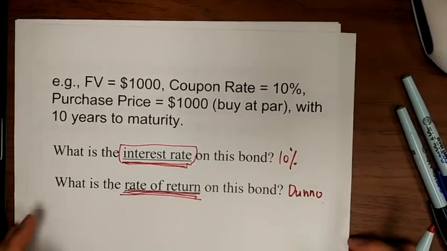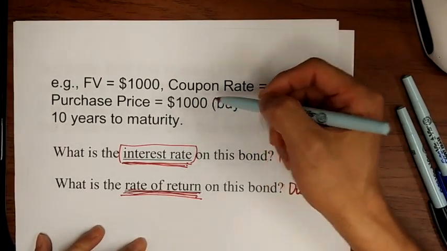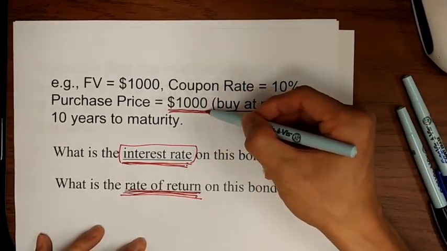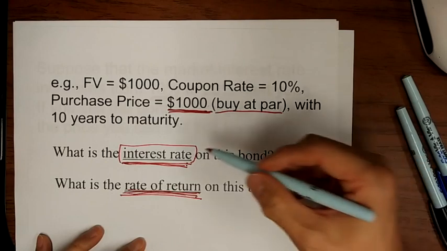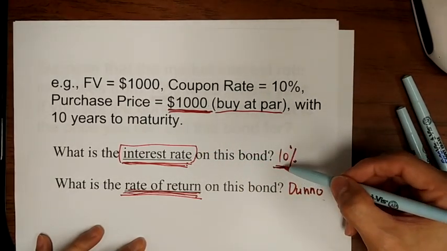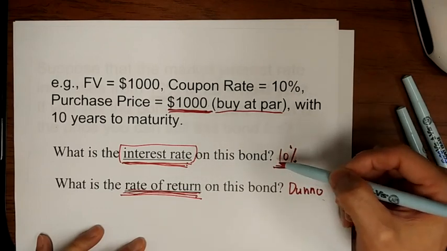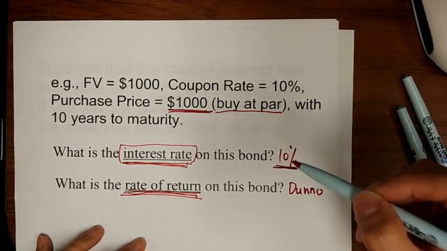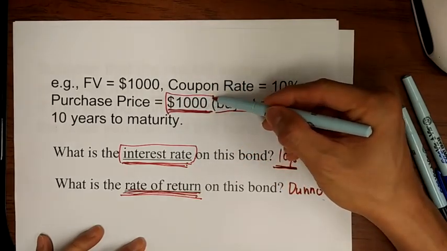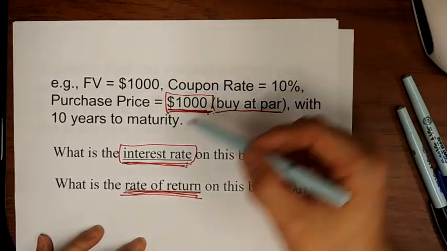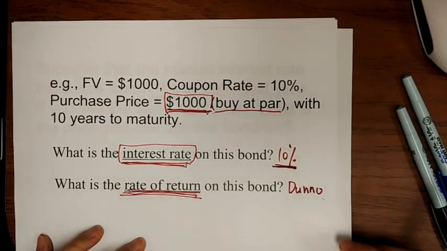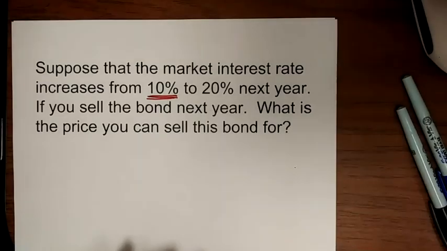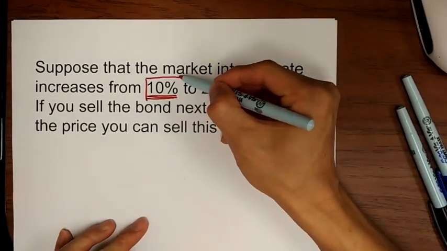The answer is because this bond is sold at par. That implies that the interest rate on this bond is 10%. That means this bond earns a 10% interest rate on the market, so the current market interest rate is 10%. That is why you are willing to pay $1,000 to buy this bond, because you are earning a 10% interest rate, just like the market interest rate.